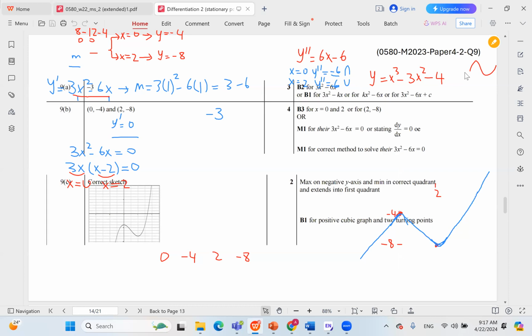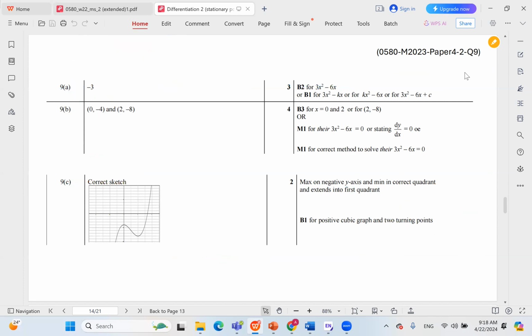So -3 is correct for A, 0, -4, and 2, -8 are correct for B, and our sketch looks very similar to their sketch for C. So for C, you get 2 points if your sketch satisfies the following properties. You want the maximum to be on the negative y-axis, which is this point, on the y-axis at -4. And you want the minimum in the correct quadrant, and the curve extends into the first quadrant. So basically, this here is correct as well. We satisfied the requirements for the 2 marks, and this is the correct drawing.